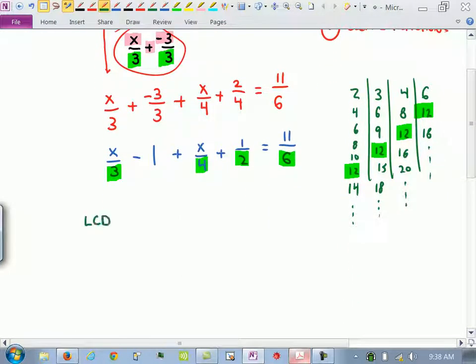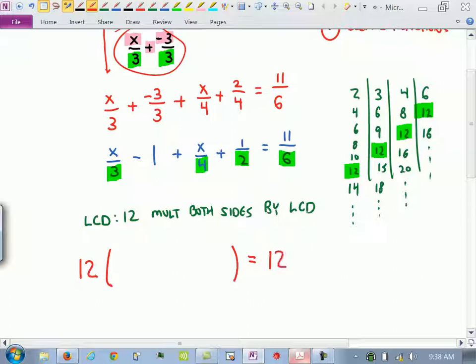Now, what do we do with our LCD once we've found it? Once we find the LCD, which is 12, we multiply, right, both sides by the LCD. So here's the way I'll write it. I'll do my 12 in red. My 12 is going to multiply times the left side, and my 12 is going to multiply times the right side. I just kind of set it up already. I'll fill in the blanks. 12 on both sides. I use the parentheses to help us remember that we're going to distribute.